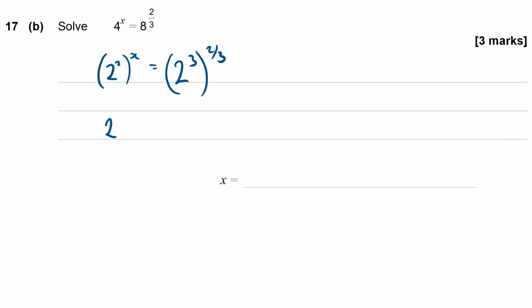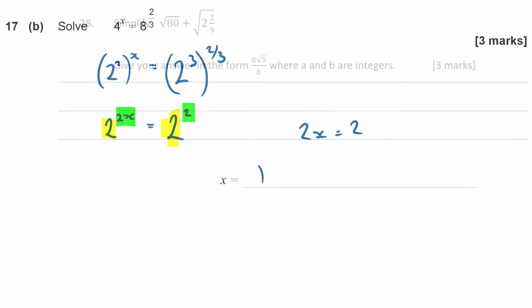So that's the same thing as 2 to the power of 2x is equal to 2 to the power of, what's 3 times 2/3? That's just 2, isn't it? So 2 to the 2x is equal to 2 to the 2. So then equating our indices, because the bases are the same. These two bases are the same, look, they're identical. So it means I can equate the indices. So 2x must be equal to 2. So x is equal to 1.